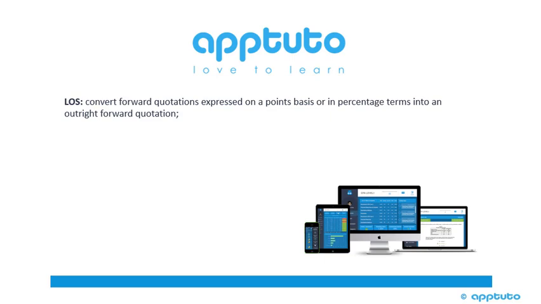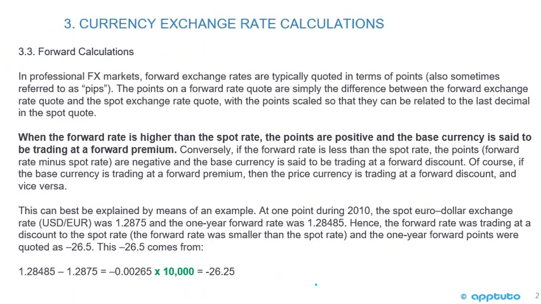This LOS is to convert forward quotations expressed on a points basis or in percentage terms into an outright forward quotation. Currency exchange rate calculations. So now we're going to look at forward calculations. In professional FX markets, forward exchange rates are typically quoted in terms of points. Okay, this is an important point. Also sometimes referred to as pips.